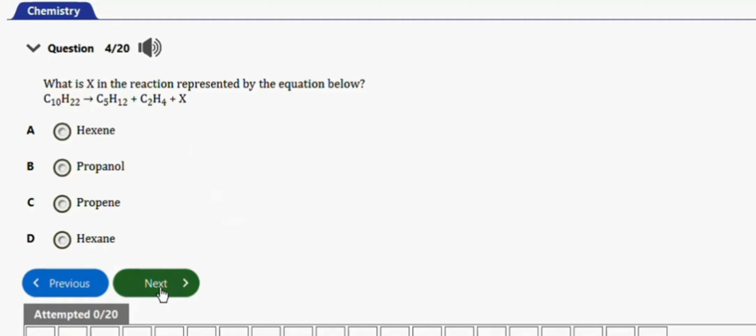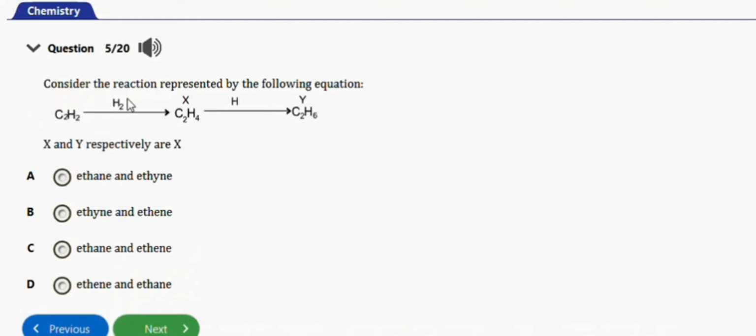The next question will be this one. It says consider the reaction represented by the following equation. X and Y respectively are. So this X is for our ethane, and this Y is our ethane. The right answer is option D. So this is the formula for ethane. So that's it for this question.